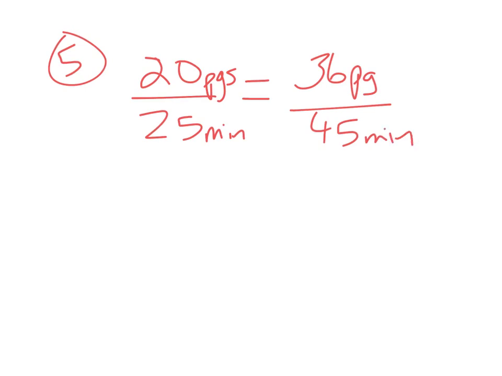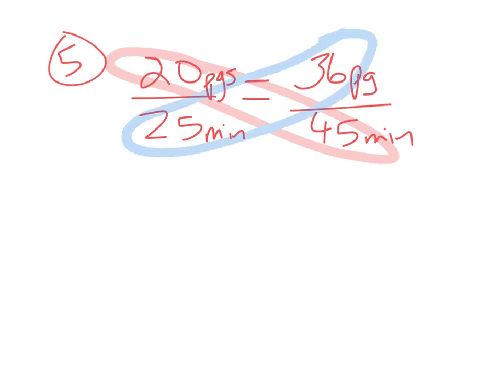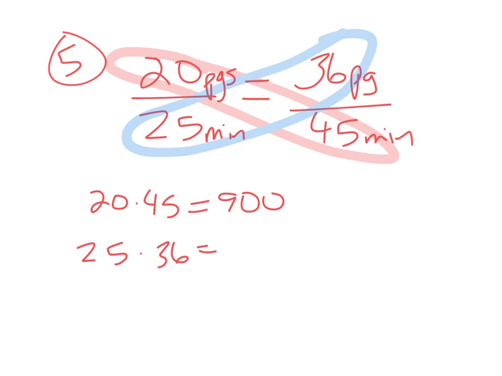Okay, so shall we use the cross products method? Yeah. But you multiply the bottom to the top. So 20 times 45, and then we'll do 25 times 36. 20 times 45 is 900. Okay, and then somebody do 25 times 36. John, what'd you get? I got 900. So it's proportional? Yeah, so does 900 equal 900? Yes, so you would say yes. That means he read about the same number of pages per minute the whole time.